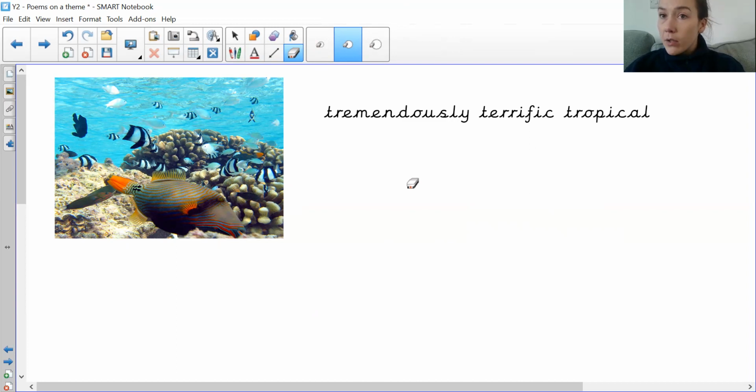Obviously, remember your capitals, your full stops, commas maybe, if you're using those. So looking for some fantastic alliteration in your sentences today.